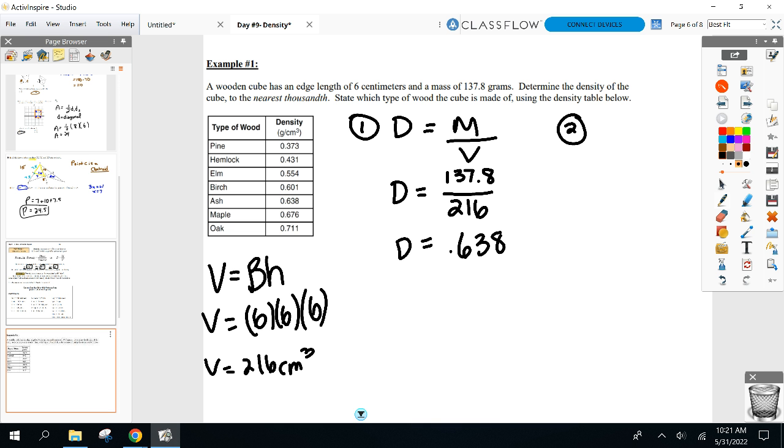Part 2. What type of wood is this cube made of? It has a density of 0.638, so it must be ash type of wood.